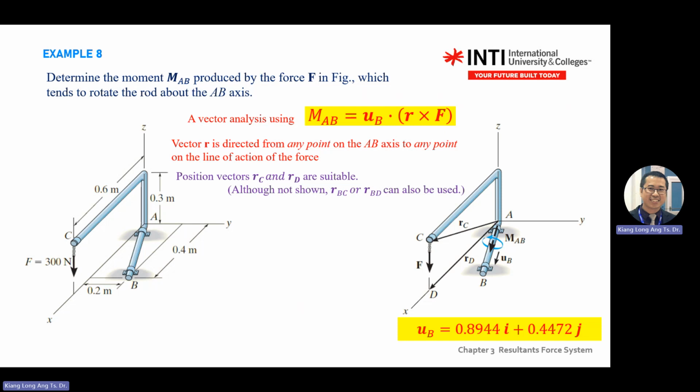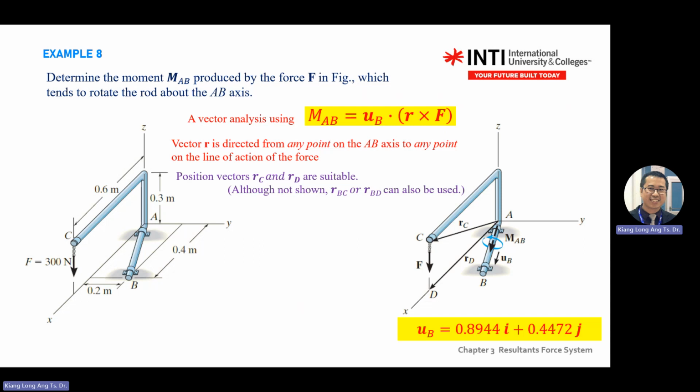So vector R directed from any point on AB to any point on the line of force. Position is okay. So you have two positions. You have RC and RD. Then you can use RBC, RBD also, if you want. Okay. In this here means toward force. For force you need the R from A. Okay. This equation you can use any R multiplied to the force. So as long as the force is here, you can use any R connecting this force to the A.